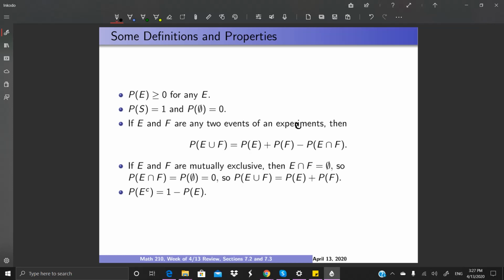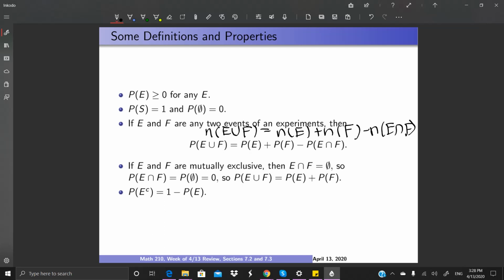Right, and then next, the third bullet point: if E and F are two events of an experiment, then the probability of E union F is equal to the probability of E plus the probability of F minus the probability of E intersect F. This is very similar to our chapter 6 where we would say the number of elements in E union F was equal to the number of elements in E plus the number of elements in F minus the number of elements in their intersection, E intersect F. Turns out we can apply the same concept for probability, very related to the stuff we did in chapter 6.